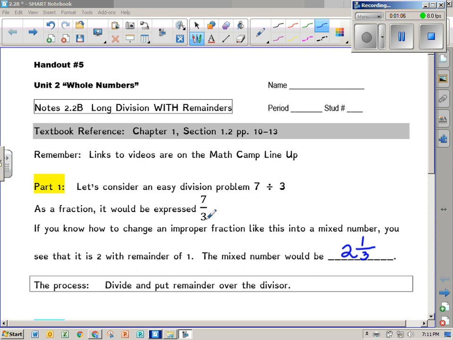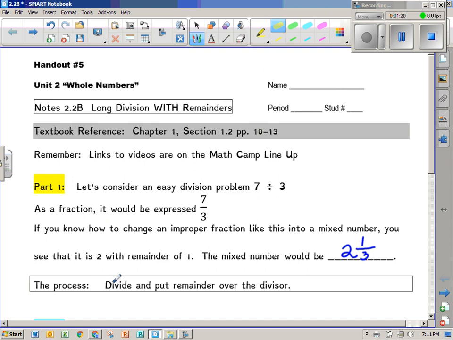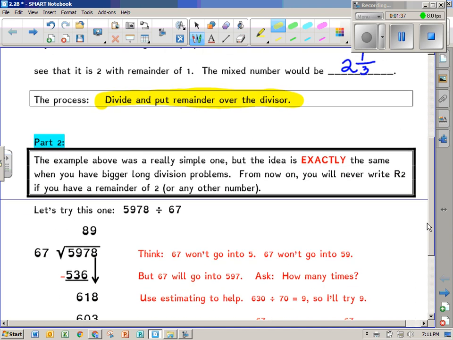That exact same process is what we're going to apply when we do division problems, just with larger divisors. So this rule, let's highlight that. This rule right here, divide and put the remainder over the divisor, is really the only thing different from probably how you worked with your long division previously. Let's scroll down just a little bit.